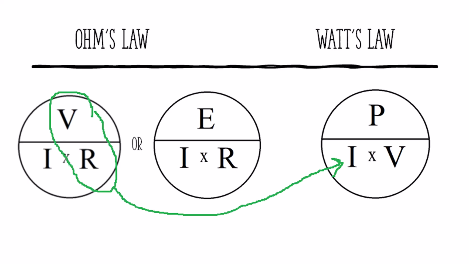Or you can rearrange the formulas here since current is just voltage divided by resistance. So I can substitute voltage divided by resistance for current in this formula. That tells me that power is going to be equal to voltage times voltage divided by resistance, or voltage squared divided by resistance. So V squared over R, or E squared over R.